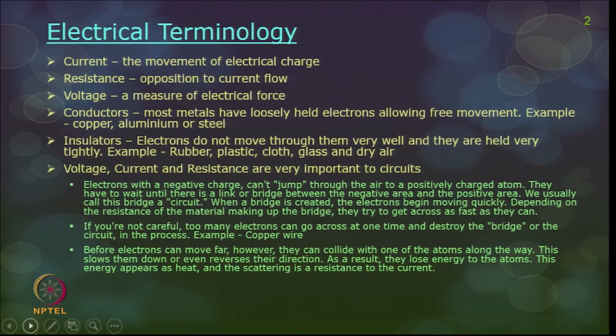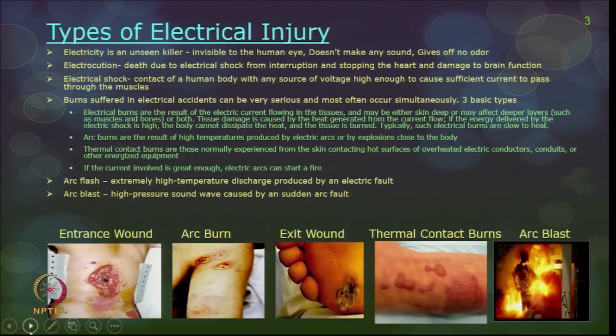A very good example of a bridge in a circuit is the use of copper wires. Now, if you are not very careful, too many electrons can start going across at one time and destroy the bridge. Sometimes progress of electrons can also be very slow, based on the resistance you apply onto the circuit. Before electrons can move far, they sometimes collide with the atoms along the way, and hence the process slows down, or sometimes starts reversing, and as a result they start losing their energy.